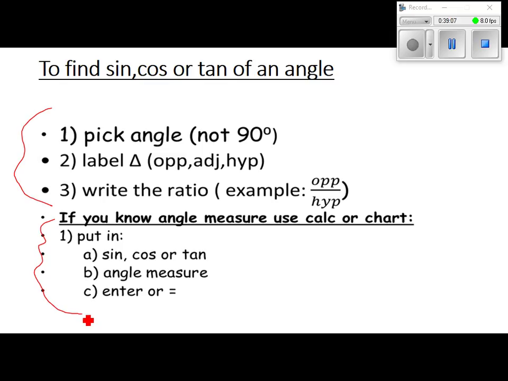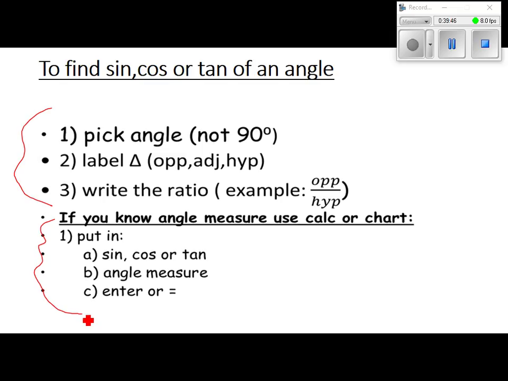So this is what we were just doing on that other slide. You label it opposite, adjacent, hypotenuse. Notice, am I ever going to write out opposite leg, adjacent leg? Abbreviate it, make it easy on yourself. Write the ratio, something over something, 5 over 13, 5 over 12, whatever it was that we just did on the last slide. If you know the measure, then you can just use your calculator, or you could use the chart. Probably want to use a calculator, so make sure you have your calculator each day. And all you do, punch in sine, cosine, or tangent, the angle measure, then equals.